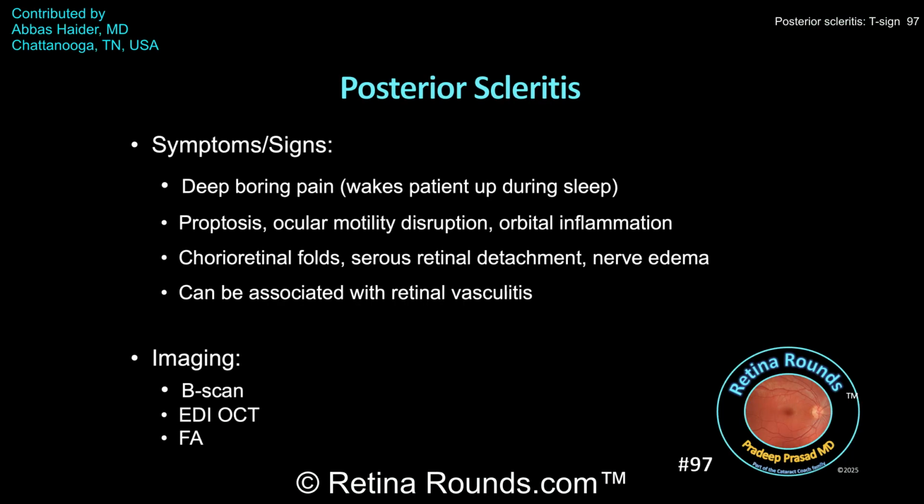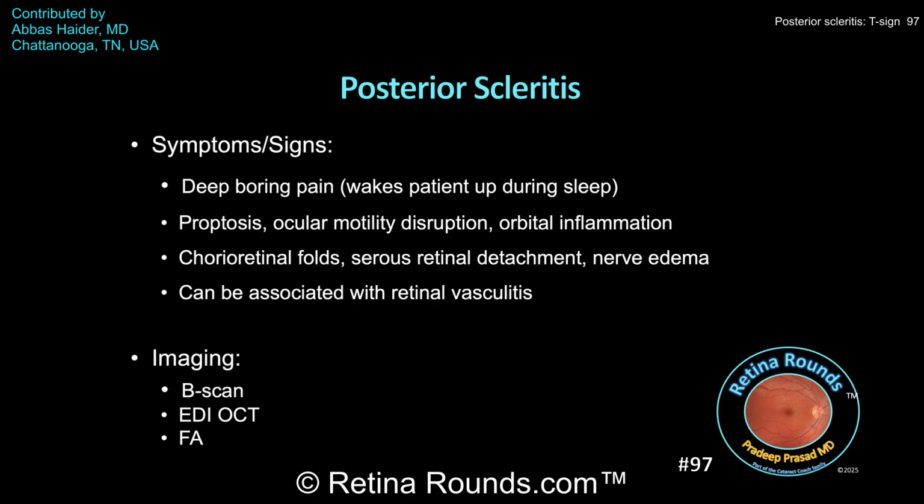So here are your take-home points. Posterior scleritis can have a number of associated signs and symptoms, but perhaps the most typical clinical feature is its association with deep, sort of a boring ocular or orbital pain, and this pain may even wake patients up at night. Now, since posterior scleritis by definition is in the posterior wall of the eye, the anterior surface of the eye may appear relatively quiet with very little redness or pain to palpation anteriorly.